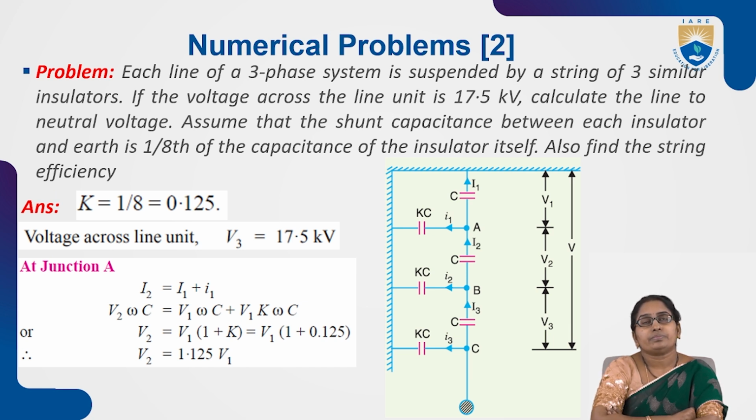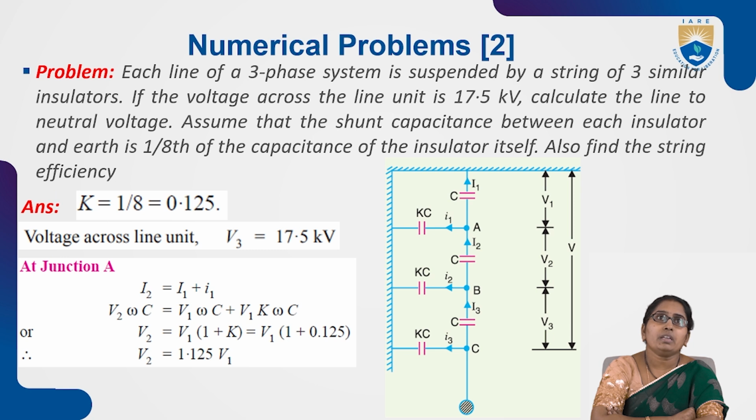They have given the voltage across the line unit, meaning the unit that is nearest to the conductor. That is called the line unit, so that is V3. The string has three similar insulators, so the total voltage V is divided into three parts, V1, V2, V3. V3 is given as 17.5 kV.